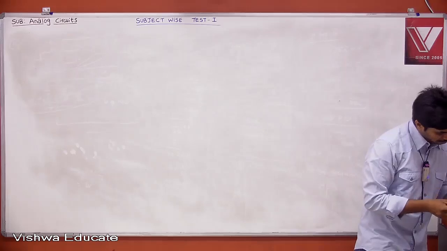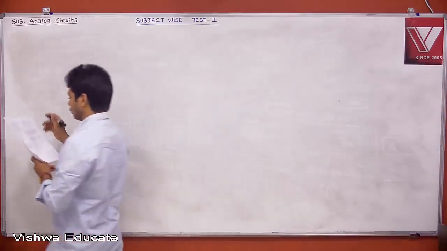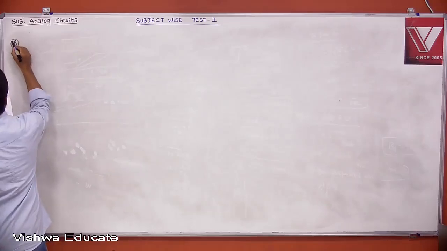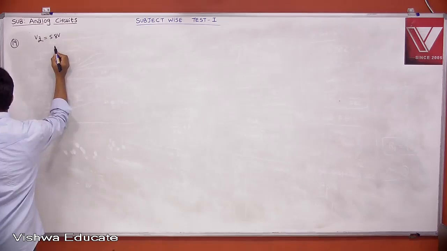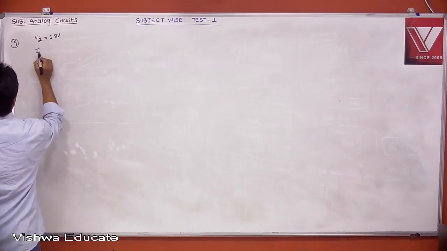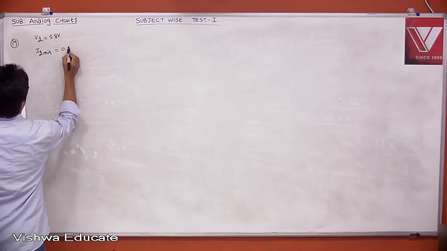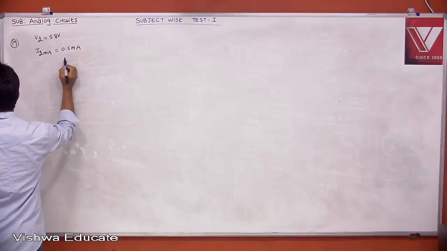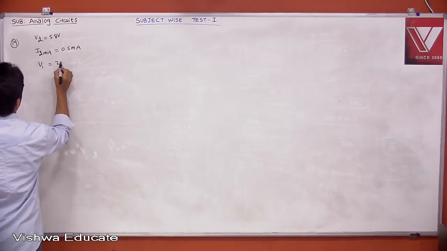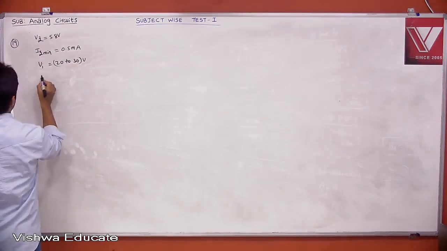The Zener diode in the regulator circuit shown in the figure has a Zener voltage of 5.8 volt, and Zener knee current IZ minimum 0.5 milliampere. What is the maximum load current drawn from the circuit, ensuring proper functioning over the input voltage range from 20 to 30? Therefore, it is asking IL max.